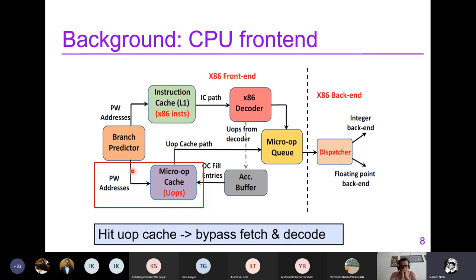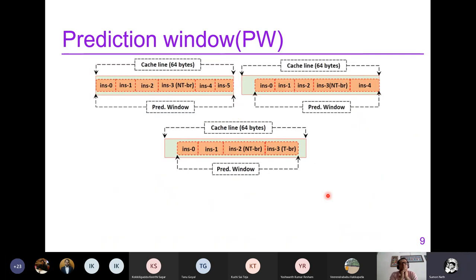No, the range of addresses are fed into the instruction cache as well as the micro op cache. And if it is a hit in the micro op cache, then this fetch and decode logic is bypassed. And the micro ops are directly dispatched to the backend. And in case there is a miss, we go to the normal path of instruction cache and decoder. Okay. So are you going to discuss how the micro op cache gets filled ahead in the presentation? Yes, we'll discuss that. Okay. Thank you.